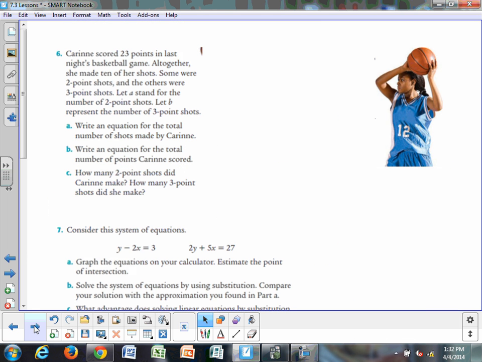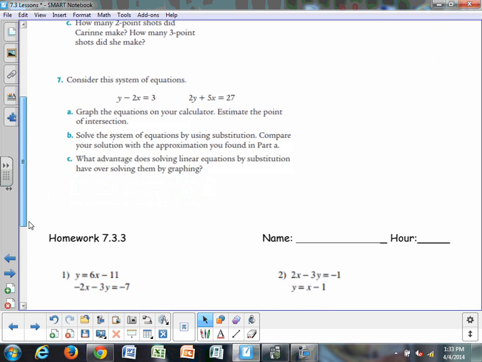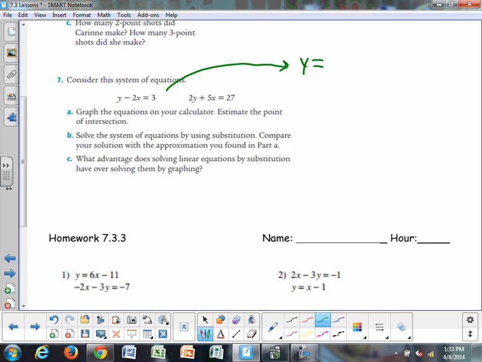All right, the last problem we're going to do here is number 7. It says, consider this system of equations. Graph the equation on your calculator, estimate the point of intersection. To graph those on our calculator, we have to put them in the y equals form, slope-intercept form. To do that, I'll need to add 2x to both sides here. So I get y equals 2x plus 3 for that one.